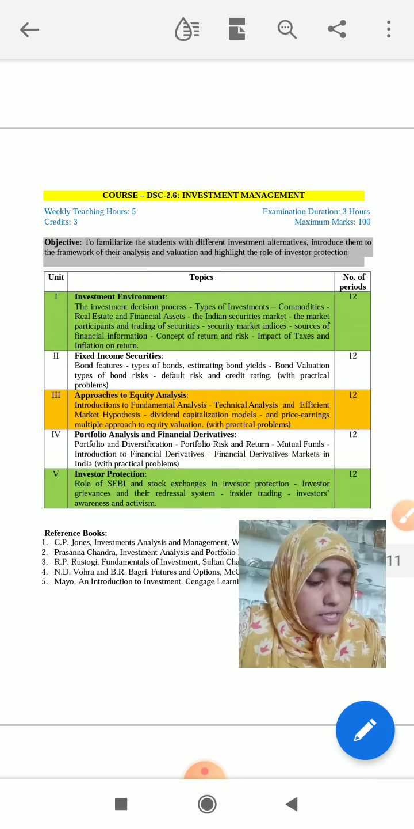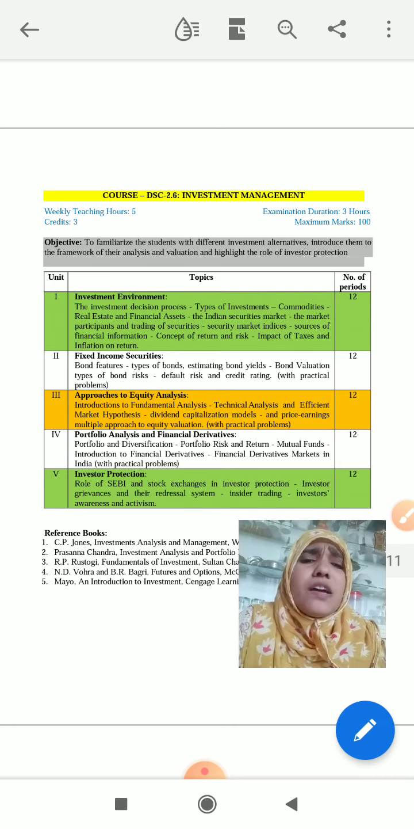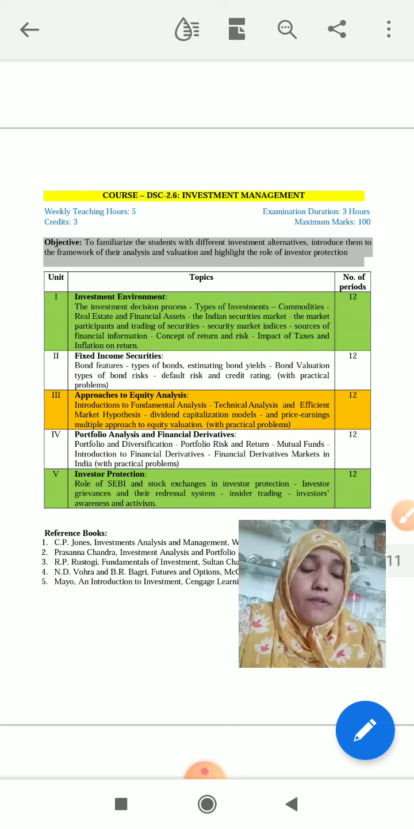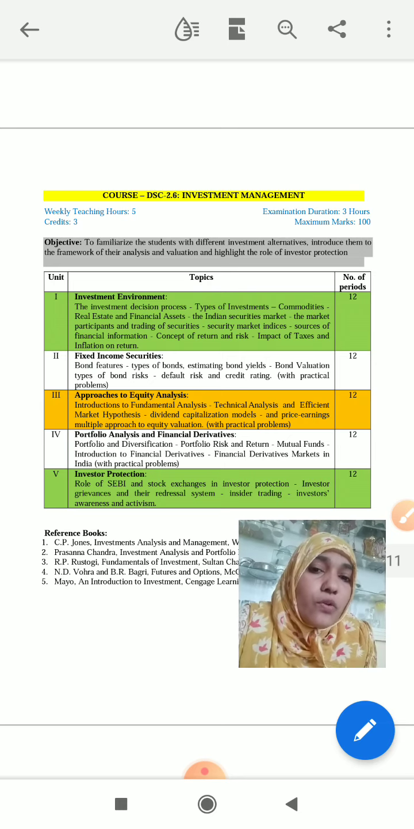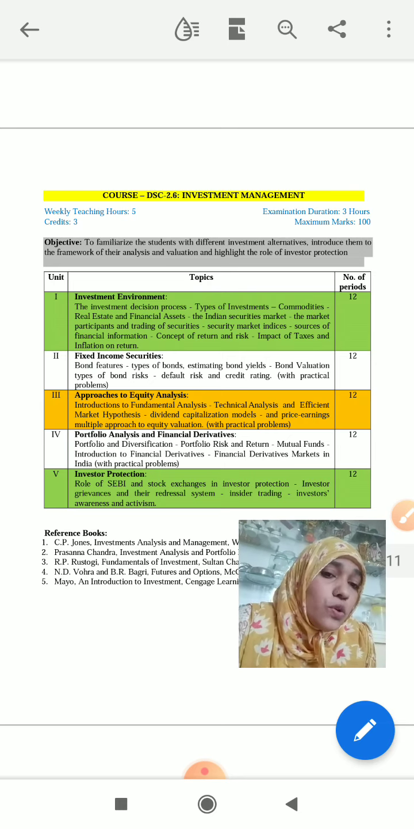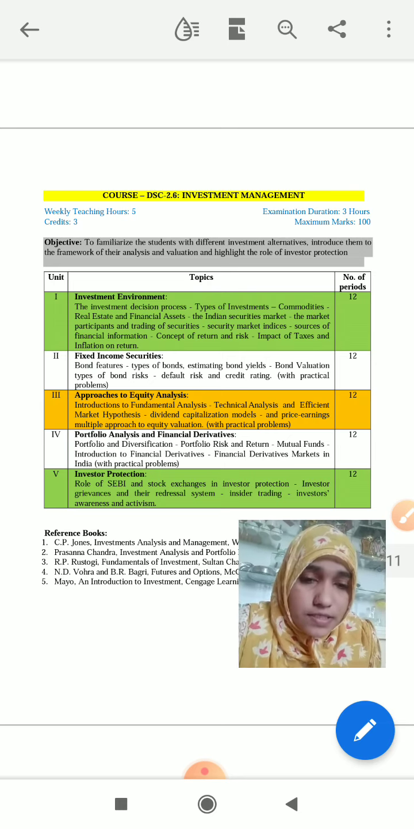Okay, so here it is nothing but a fixed income investment, which represents a loan made by the investors to a borrower. That is the meaning of a bond. When we go through this entire chapter, we will get to know each and everything in it.